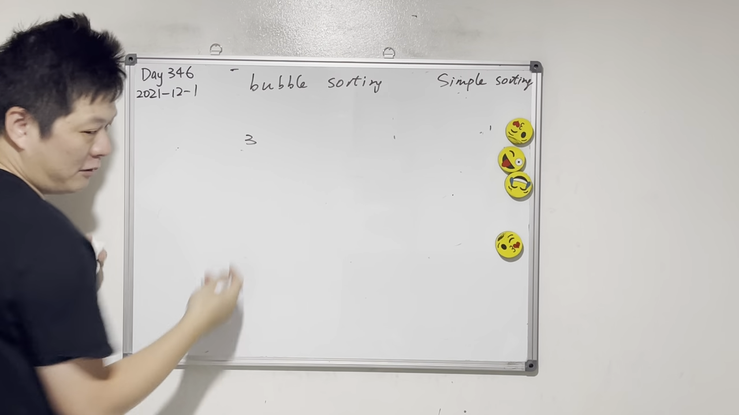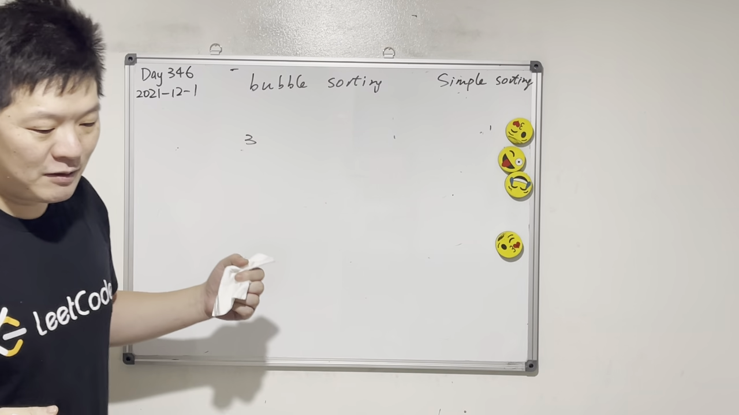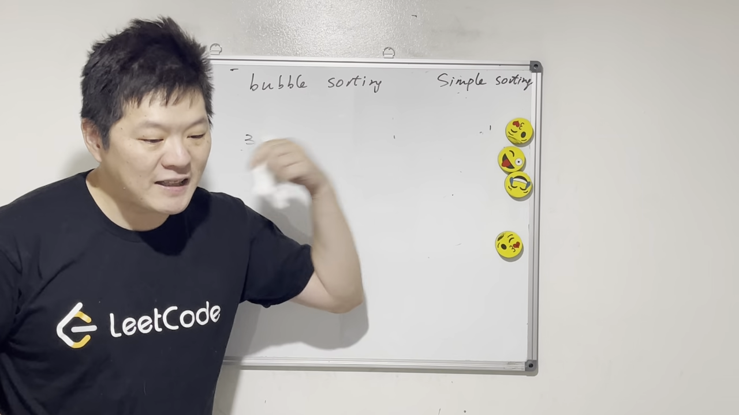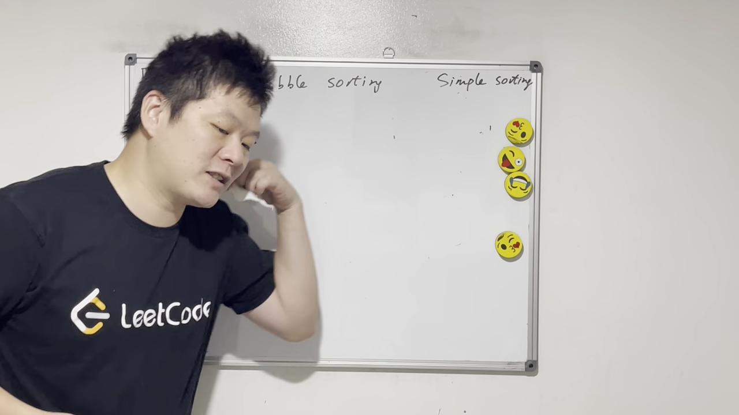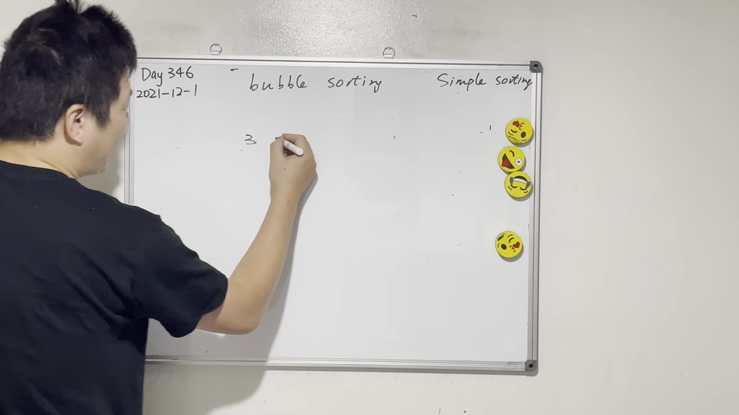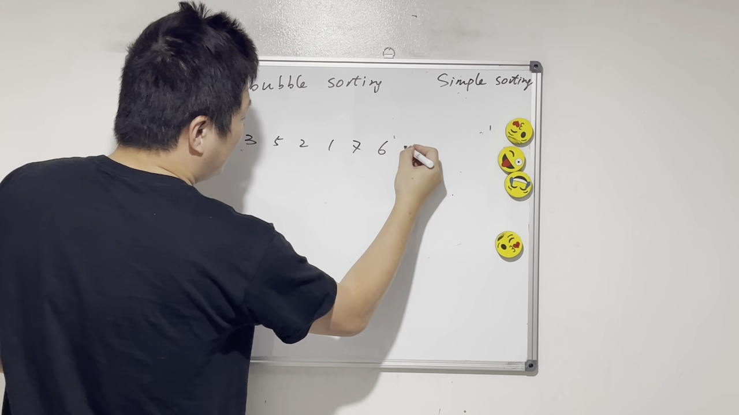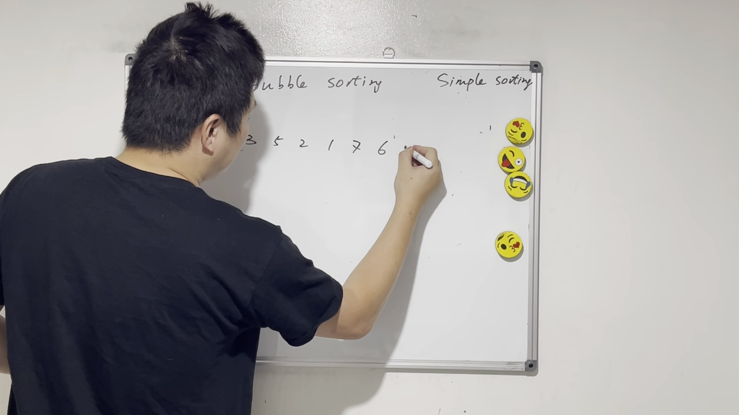When we sort numbers, by default the order is increasing, ascending order, right? So from the smallest to the biggest. So like 3, 5, 2, 1, 7, 6, 0.